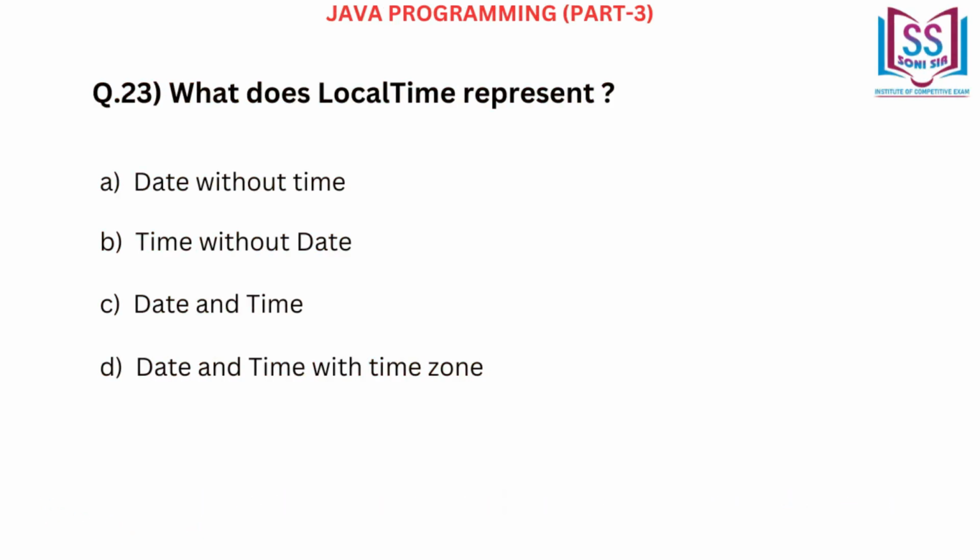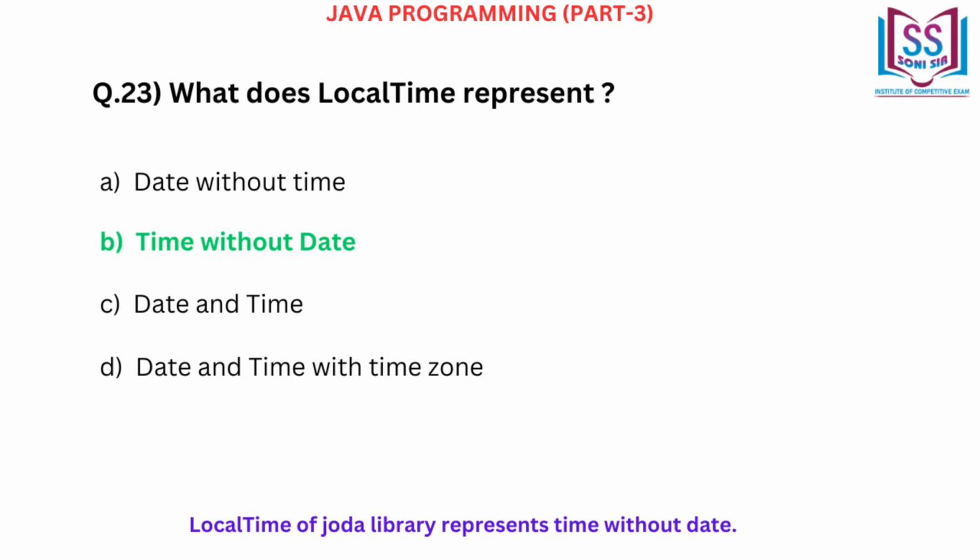What does LocalTime represent? A. Date without time. B. Time without date. C. Date and time. D. Date and time with time zone. Correct answer B. Time without date. LocalTime of Joda library represents time without date.